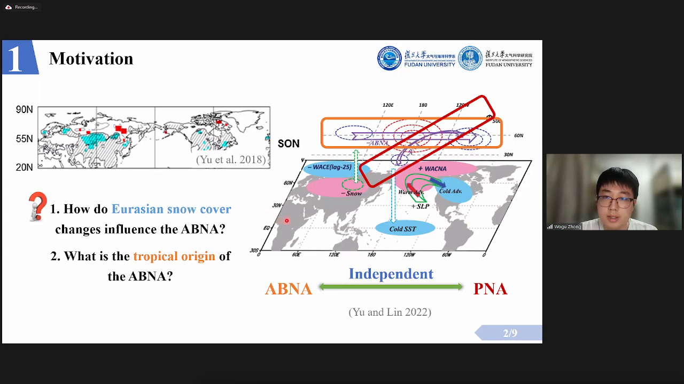Besides, it is widely recognized that the PNA pattern is associated with tropical ENSO events. Since the ABNA is independent of the PNA, this is guaranteed by the definition of the ABNA index. And now we wonder whether the ABNA is linked to other tropical forcings. Our study tries to explore these 2 issues.